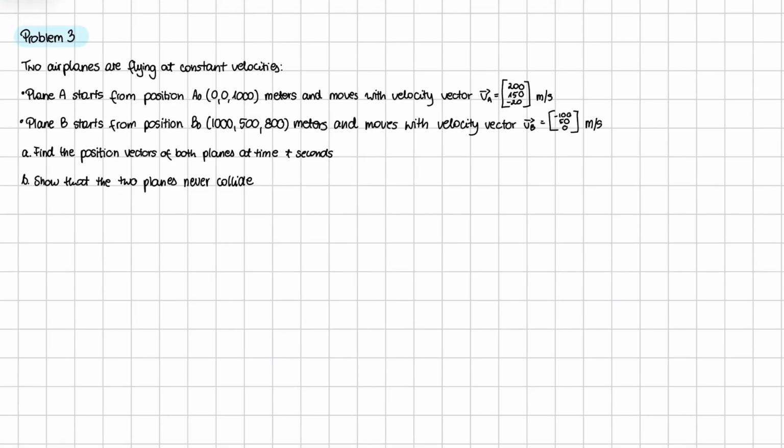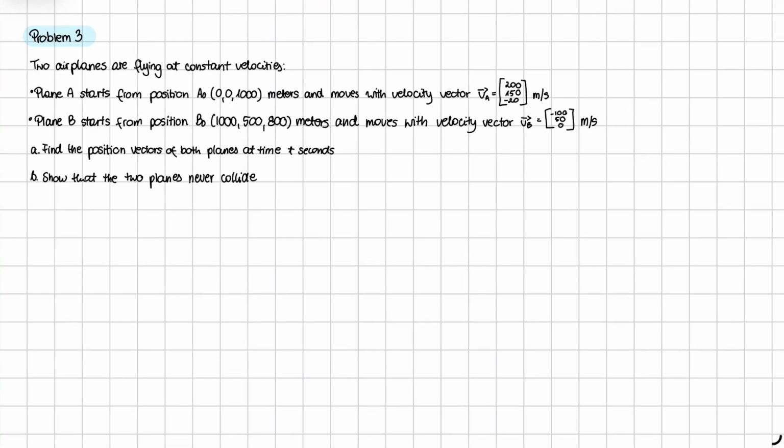Problem 3. Two airplanes are flying at constant velocities. Plane A starts from position A0, 0, 1000 meters and moves with velocity vector 200, 150, minus 20 meters per second. Plane B starts from position B0, 1500, 800 meters and moves with velocity vector minus 150, 0, 0 meters per second. A. Find the position vectors of both planes at time t seconds.